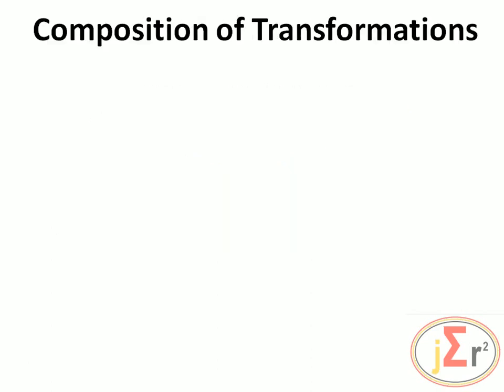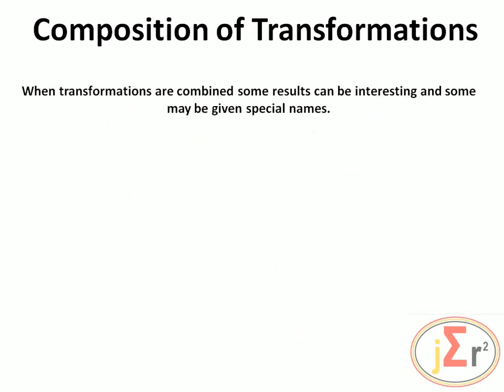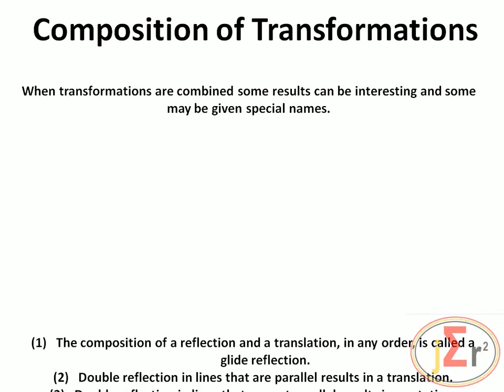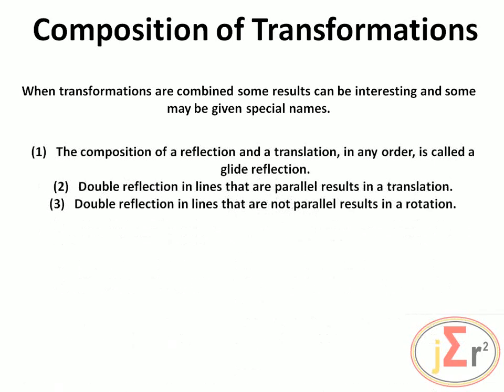Composition of transformations. When transformations are combined, some results can be interesting and some may be given special names. The first one that we're looking at is the composition of reflection and translation. Of course, that is in any order. So if we do a reflection, then a translation, or a translation, then a reflection, that composition is called a glide reflection.